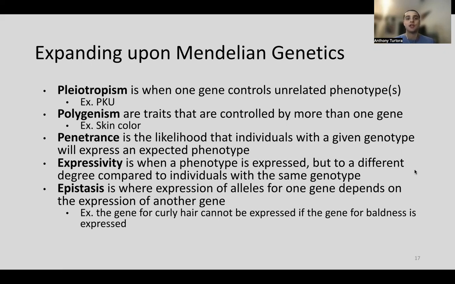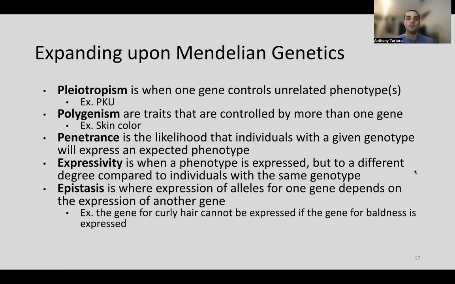Another definition that we have here is polygenism. These are traits that are controlled by more than one gene. An example of this is skin color, because more than one gene determines what our skin color is. Another definition here, penetrance. This is the likelihood that individuals with a given genotype will express an expected phenotype.